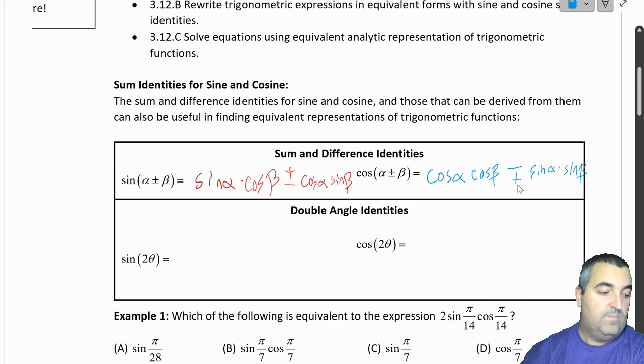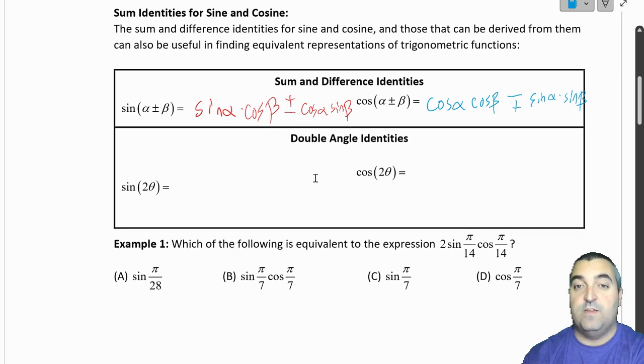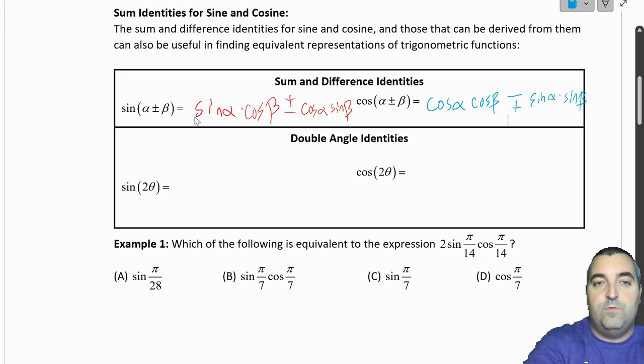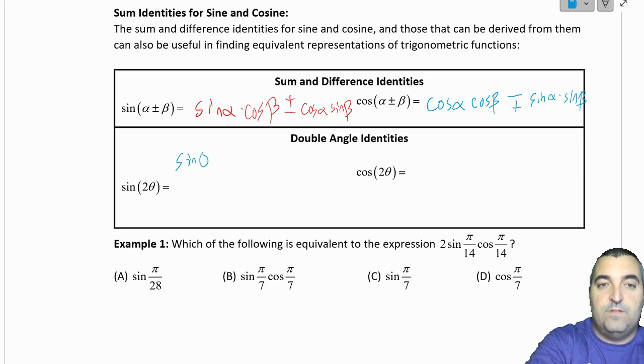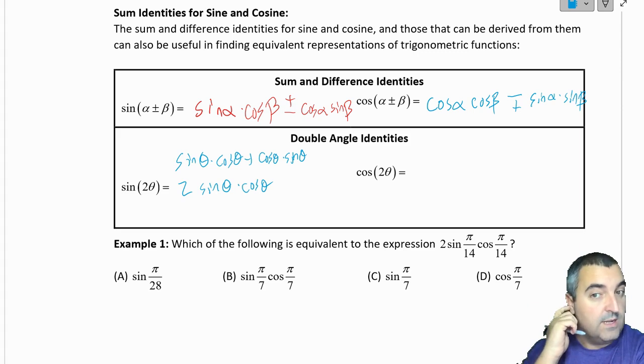Based off these two sum and difference formulas, we can derive the double angle formula. If alpha and beta are the same thing, so it's theta plus theta, you could say sine of theta times cosine theta plus cosine theta times sine of theta, which are really the same thing, just two of them. So this is the double angle formula for sine: 2 sine theta cosine theta.